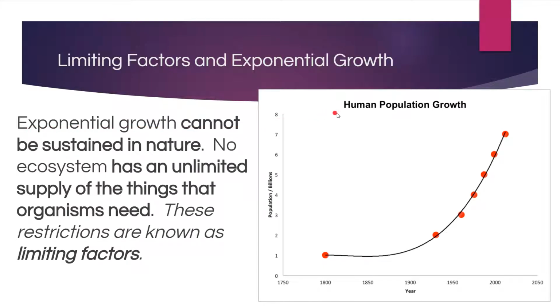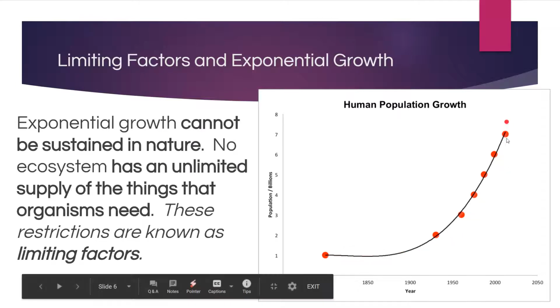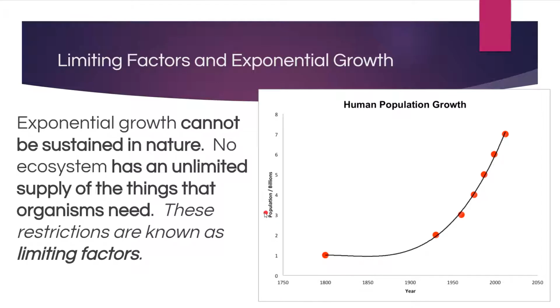This is human population. Okay, here's our J curve, our exponential growth. So in the year 1750, you can see that there was around 1 billion people. Or around 1800, there was around 1 billion people. Now we're at about 7.5 or so billion at this point in the year 2020. One thing we need to understand is this cannot be sustained in nature. Eventually, there will be enough people on the earth that we're outside its carrying capacity.